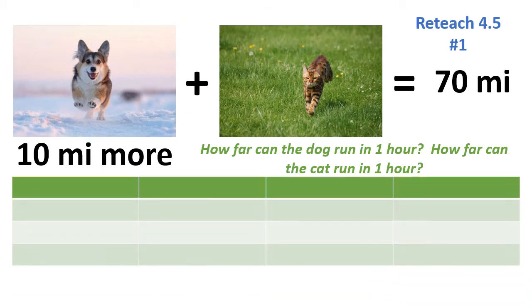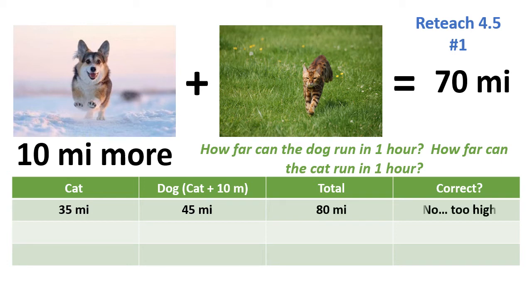Let's use the chart again for this guess and check problem. We will label one column for the cat's distance, one column for the dog's distance, and we'll note that the dog runs 10 miles more than the cat. We'll label another column for the total distance, and finally a column for is it correct or not. If I split the total down the middle, I can guess that the cat will run 35 miles in 1 hour. Adding 10 miles to that, I get 45 miles for the dog's distance. When I add those together, I get 80 miles. Is that correct? No, that answer is too high, so I need to guess again.